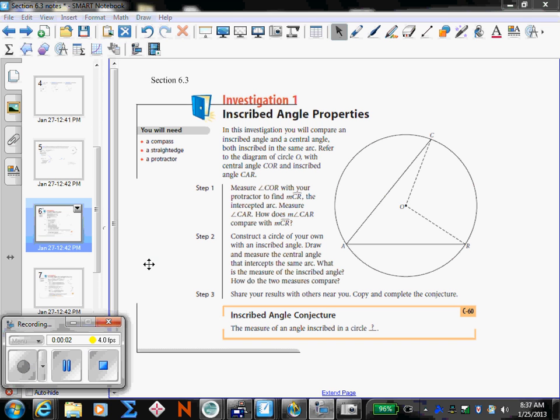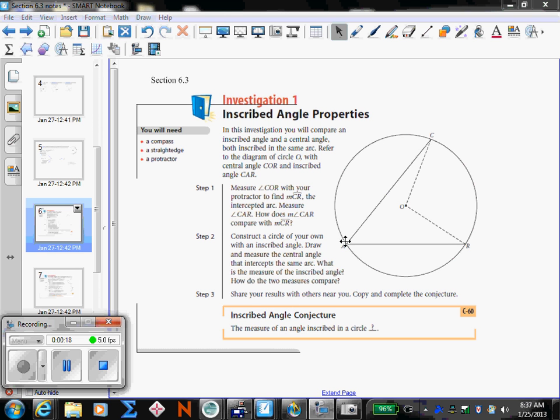Hi class, this is section 6.3. This is one of my favorite sections in this whole book. So let's get started. The first thing I want to remind you about is what an inscribed angle is.